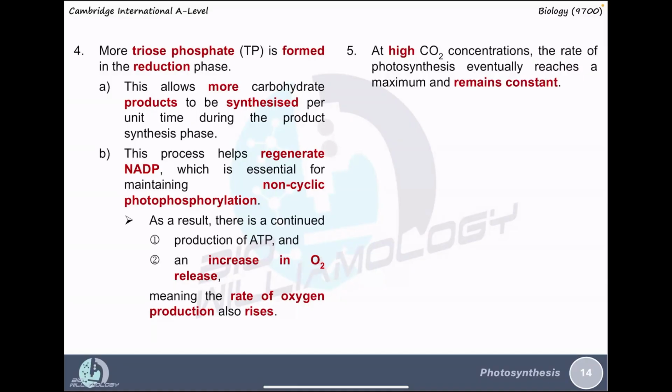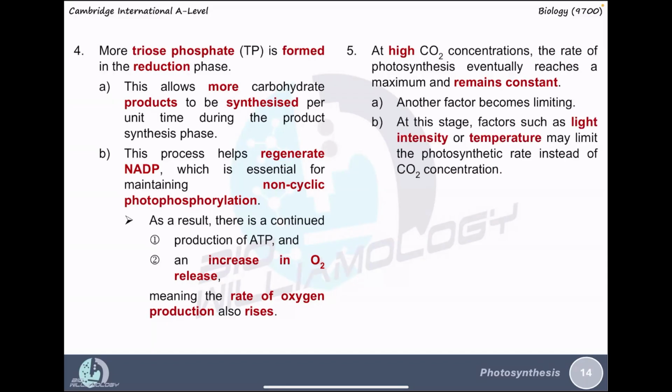So at high CO2 concentration, the rate of photosynthesis eventually reaches a maximum and continues to stay constant. Why? Because another factor now acts as the limiting factor. At this stage, CO2 concentration is not a limiting factor, but other factors such as light intensity or temperature may limit the photosynthetic rate instead of CO2 concentration.